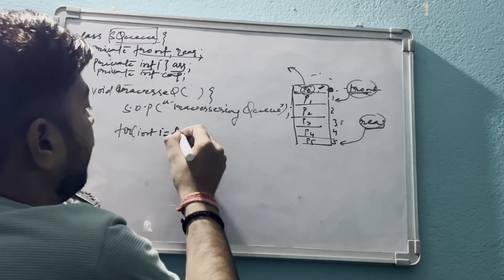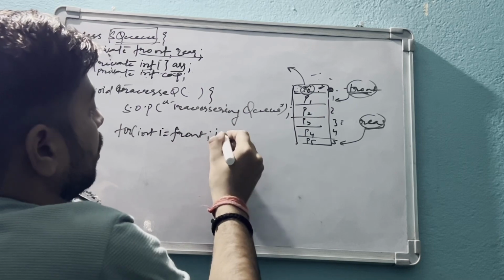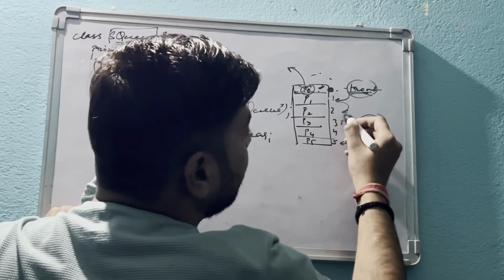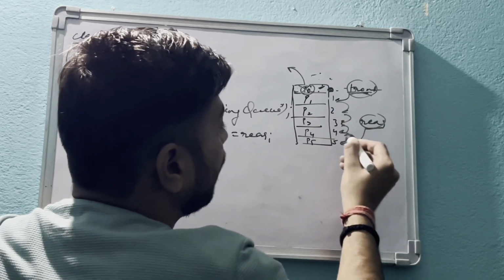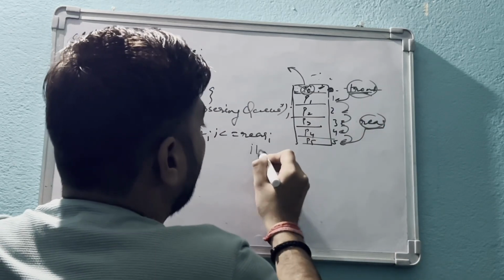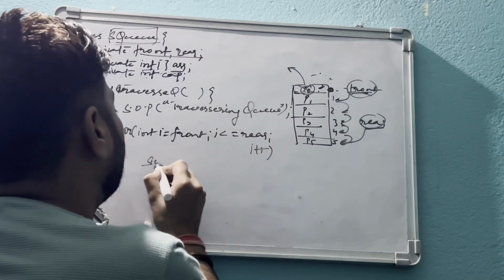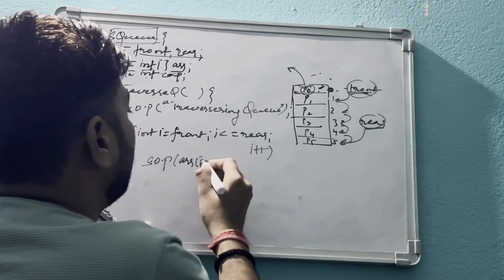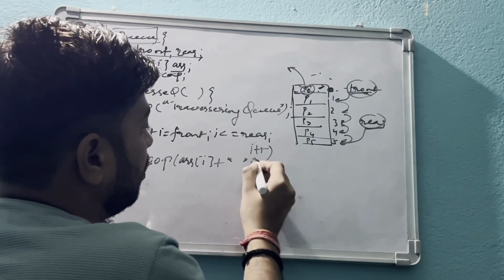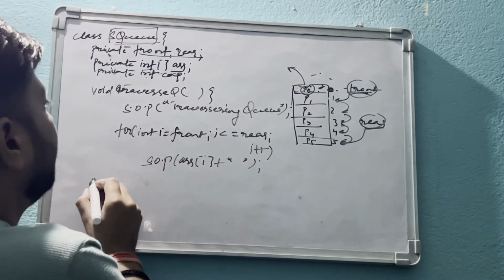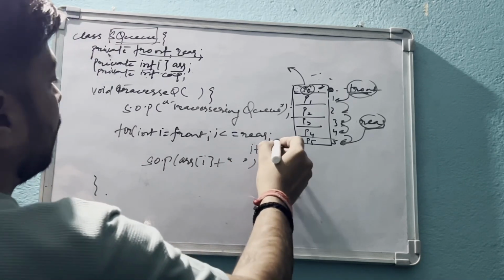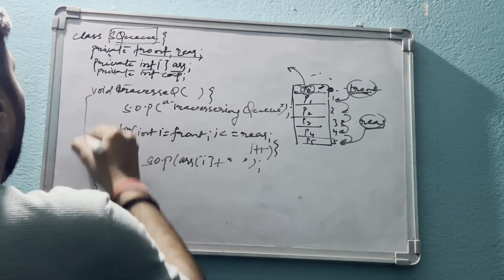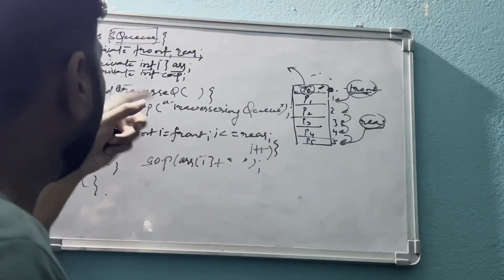int i equals front. It will go till rear. Since it is incrementing, 1 to 2, 2 to 3, 3 to 4, 4 to 5, I'll just write an increment, and then System.out.println, printing the elements from index i with a space in between. This is the for block, and this is the method block. So this is it for the traverse.